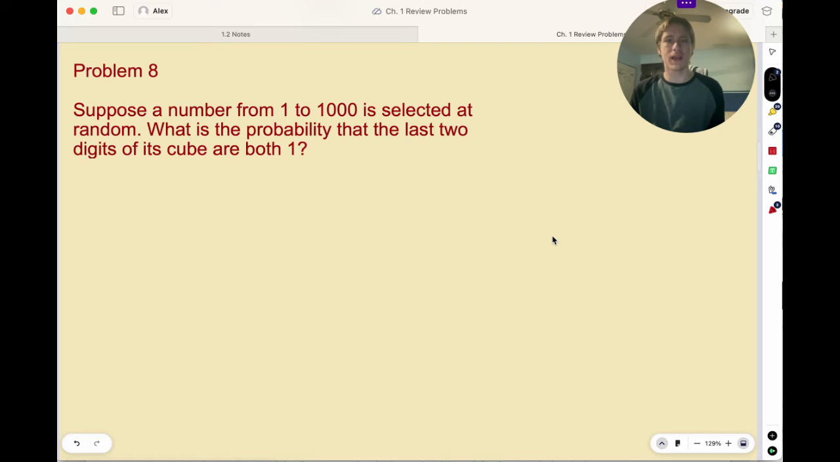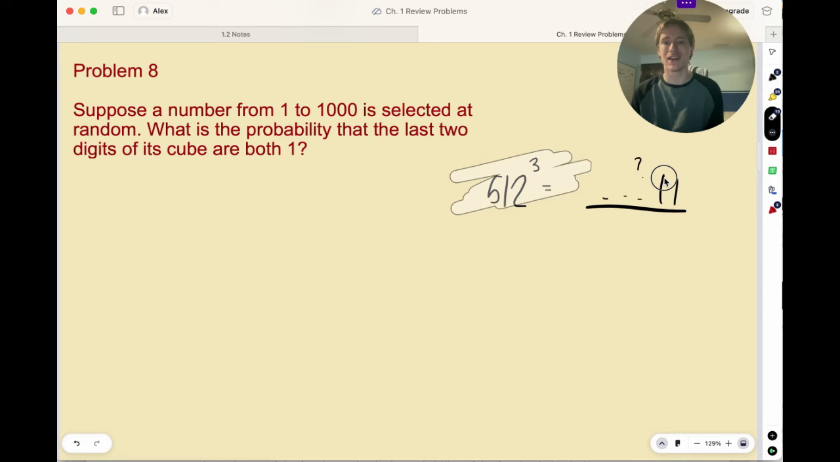All right, so problem 8 says, suppose a number from 1 to 1,000 is selected at random. What's the probability that the last 2 digits of its cube are both 1? Okay, so the idea is, for example, let's suppose I took 512 and I decided to cube it. And I'm going to get a really big number. What's the probability that the last 2 digits are both 1? Which in this case, that is not correct, actually.